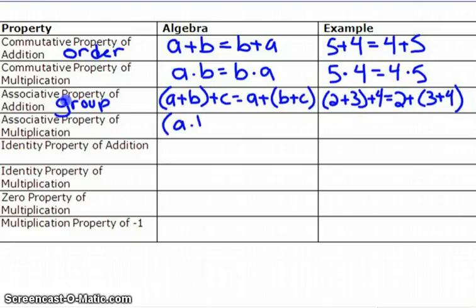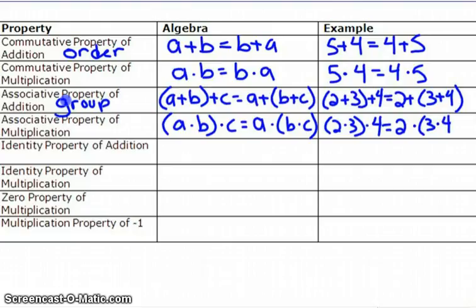So (a times b) times c is the same thing as a times (b times c). We can use the same numbers. 2 times 3 times 4, 2 times 3 times 4. So the order is the same. What's different is where the brackets or the parentheses are. So no matter which way you put the parentheses, your answer is 24 on both sides.